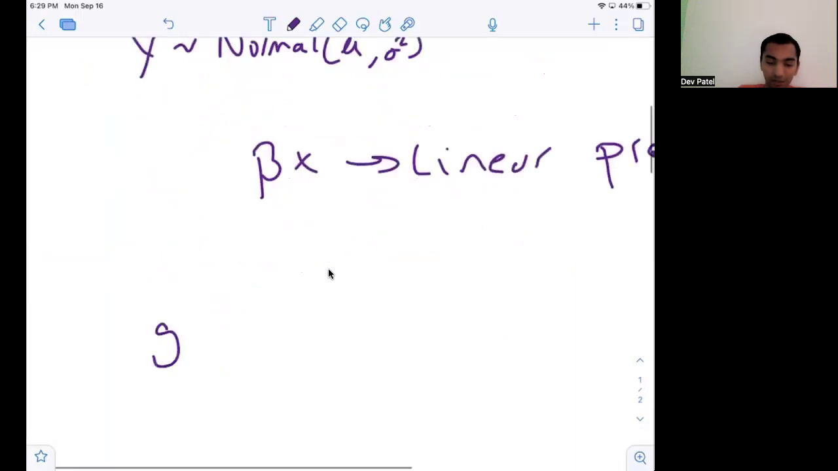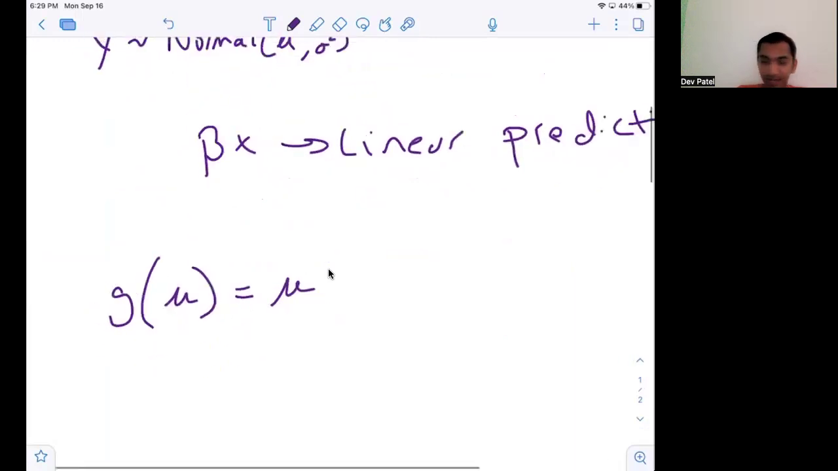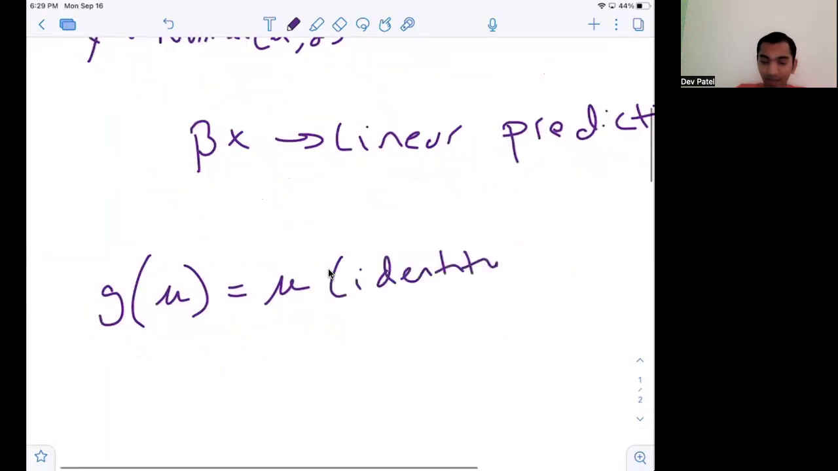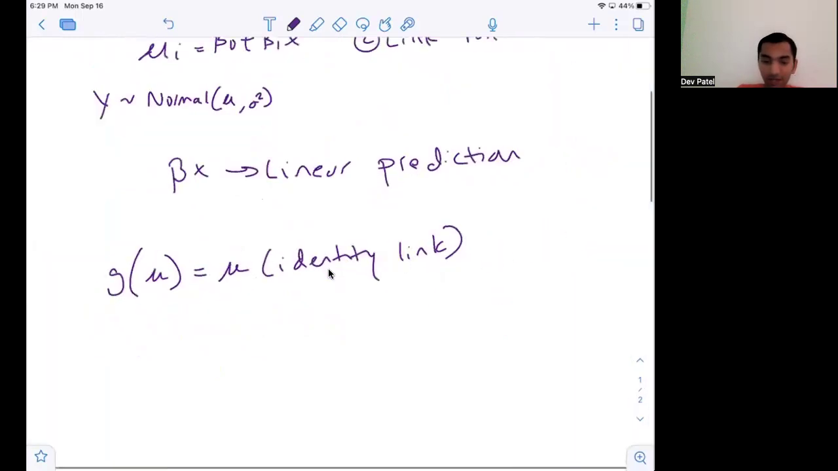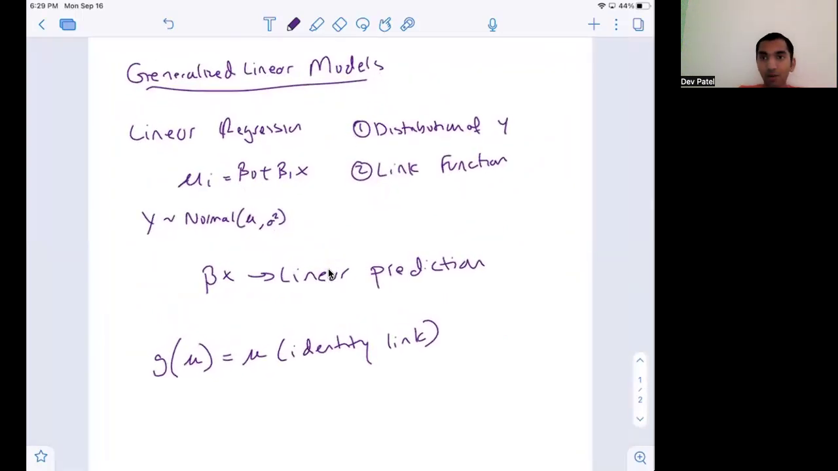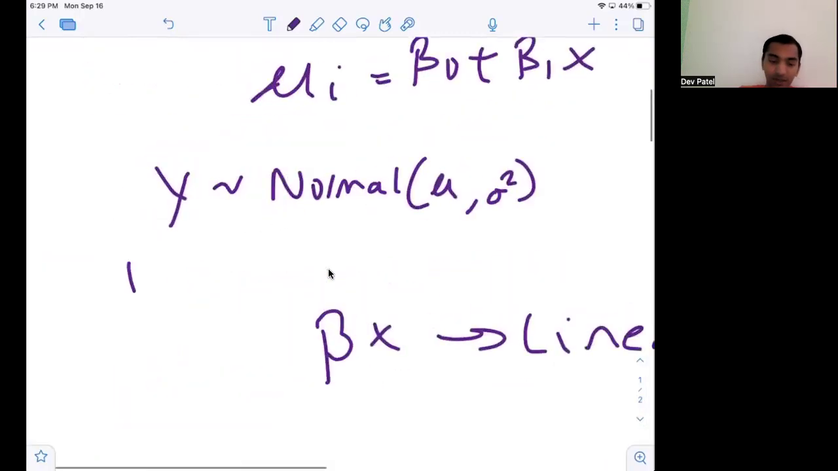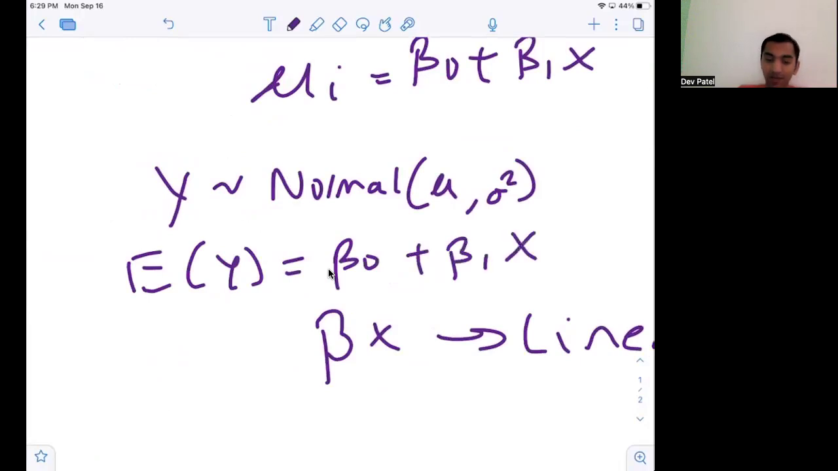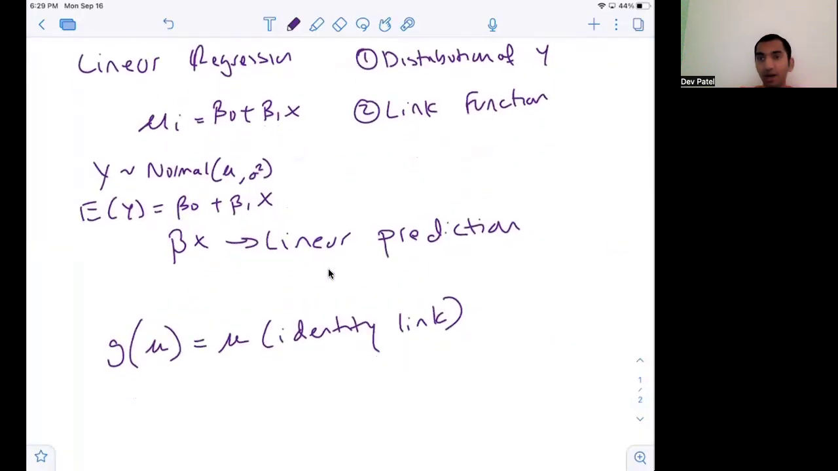So you can think of this as g of mu equals some function. If it's mu, then this is what we call the identity link, and this is the case in linear regression. Why is it called the identity? Because the expected value of the y variable is the linear predictor itself. In this case, the expected value of y is beta_0 plus beta_1 x. But there are many other cases, in Poisson regression and in logistic regression, where that's not the case.